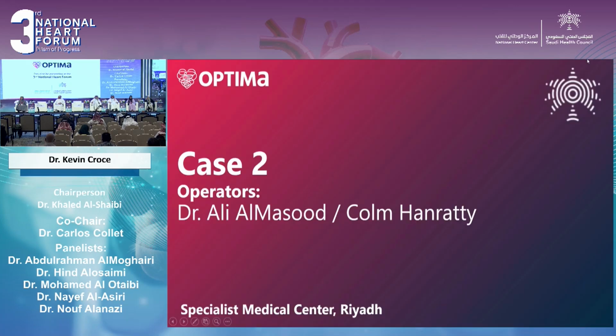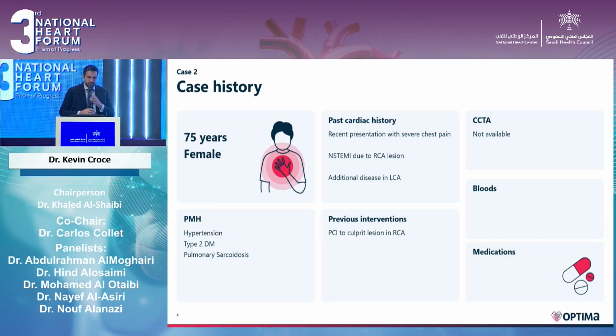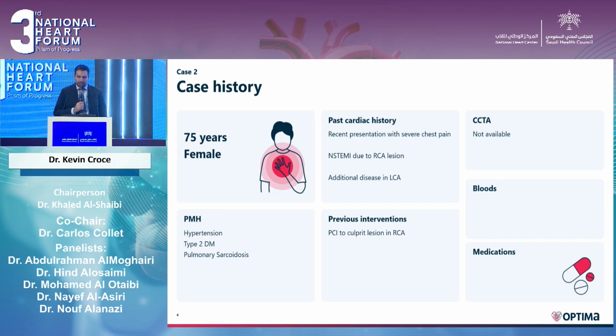Very quickly, we have them live. Then I'm going to present very shortly here the case history. We're going to be talking about a 75-year-old female. You see the cardiac history, a recent presentation with chest pain, a non-STEMI due to a lesion in the right coronary, and then she has also additional disease in the left coronary.